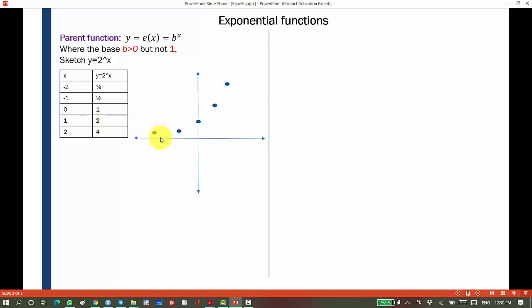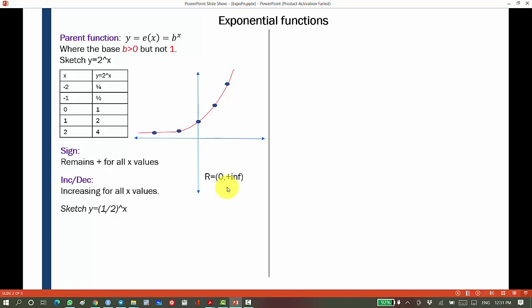Putting these points in two-dimensional space and connecting them, we get the graph of y is equal to 2 to the power x. As you can see, the graph of this function always remains above the x-axis. Therefore the sign is always positive, and this is increasing for all x in the domain. It's obvious that the domain of this function is all real numbers, and the range starts from 0 and runs up to plus infinity.